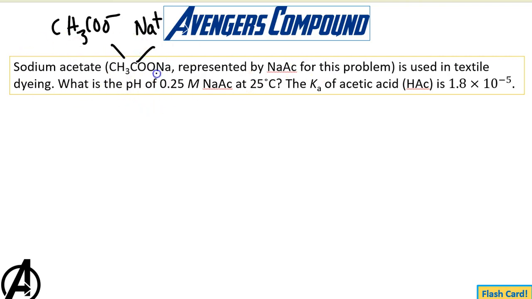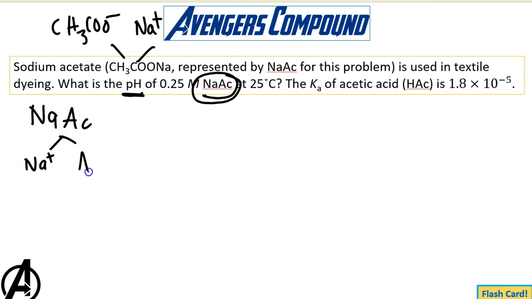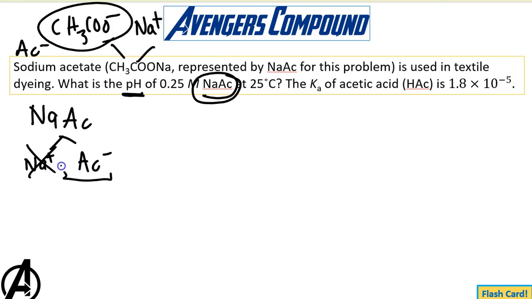We already know we have to dissociate this. We know it's used in textiles. They want us to figure out the pH, and they already gave us this particular anion here. So again, they write it as NaAc. And so if we dissociate that, it'll be Na plus and then Ac minus. So this whole thing here is going to just represent Ac minus. That's all I did different. Okay? And they gave us the amount here. So we know if Na plus is a spectator, that 0.25 is going to be the initial amount for this particular base.